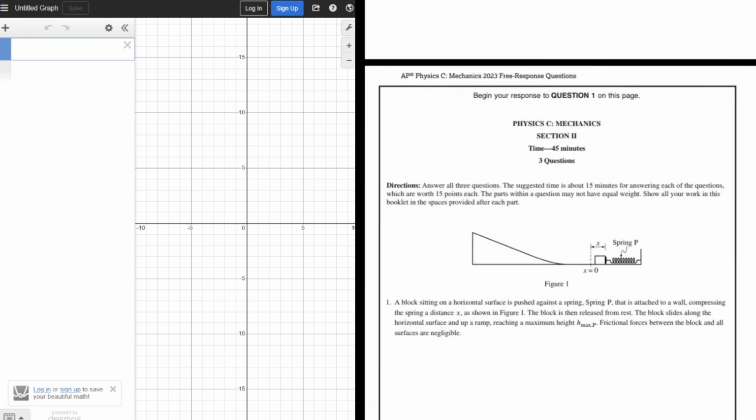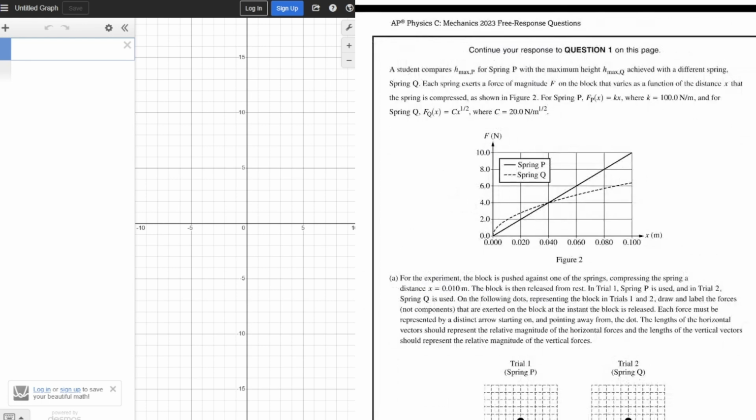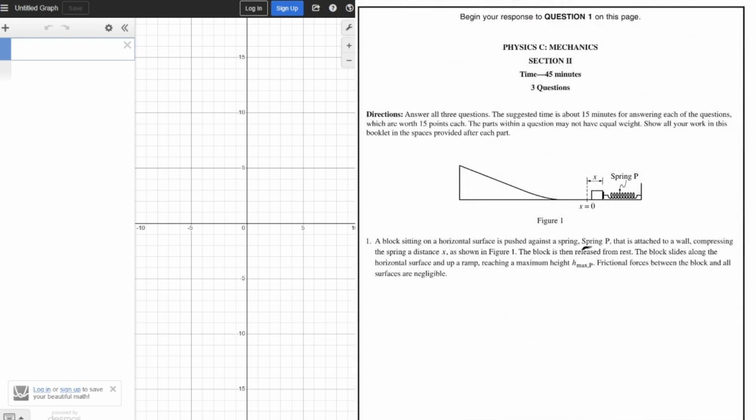Okay, this one looks scary, but I promise you guys it's not that bad. Actually, it is that bad. No, I'm kidding. So a block sitting on a horizontal surface is pushed against the spring, spring P, that is attached to a wall, compressing the block at distance x. I'm going to keep that in mind. As shown in figure 1, the block is then released from rest.